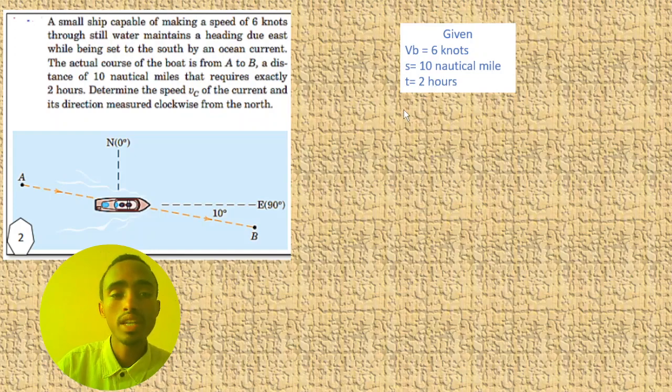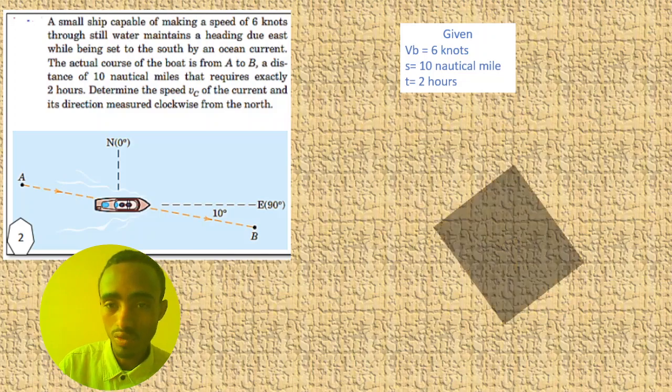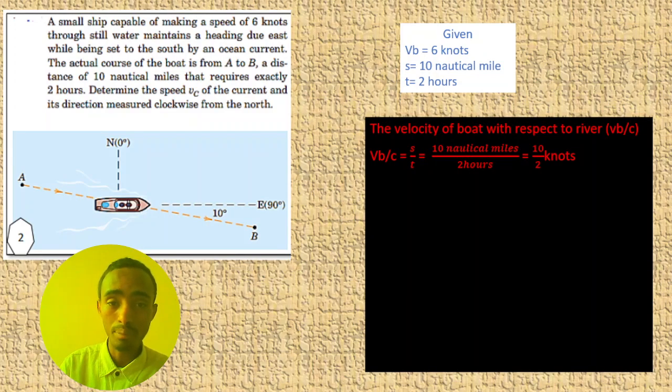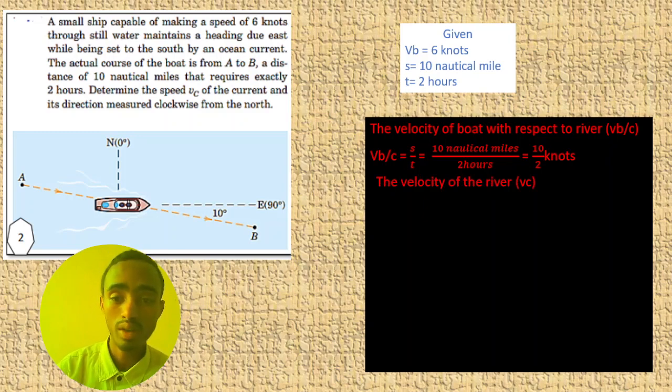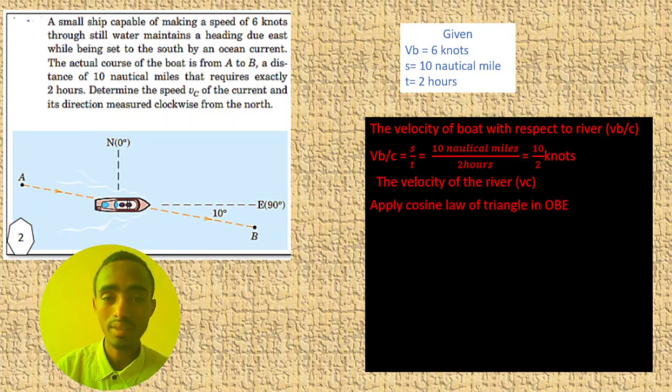Then we can calculate BC by using the cosine law, and the direction measured clockwise by using the sine law. In order to apply the cosine law, first we must determine the velocity of P with respect to C in this direction. The velocity of P with respect to C is the distance over time, which is 10 nautical miles covered in 2 hours, so 10 over 2, simply 5 knots. Then the velocity of the river is the required one, and we can apply the cosine law for triangle AOB.